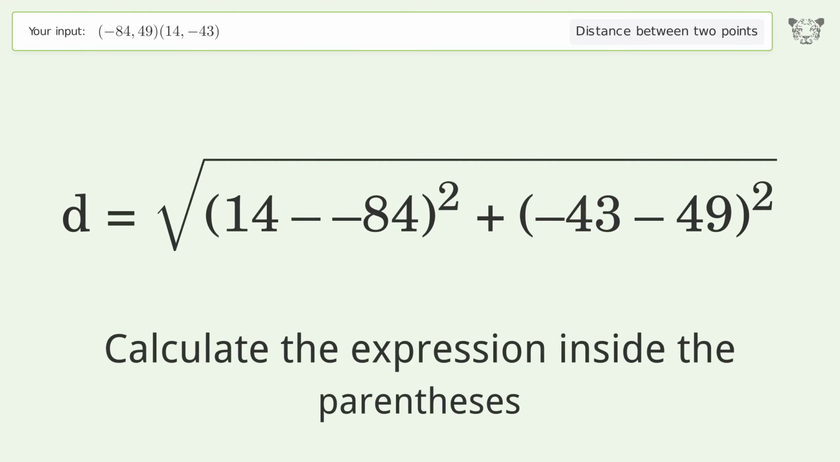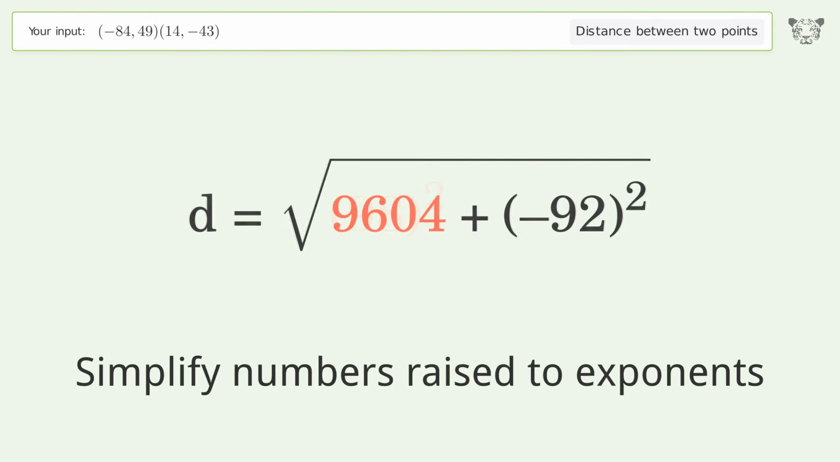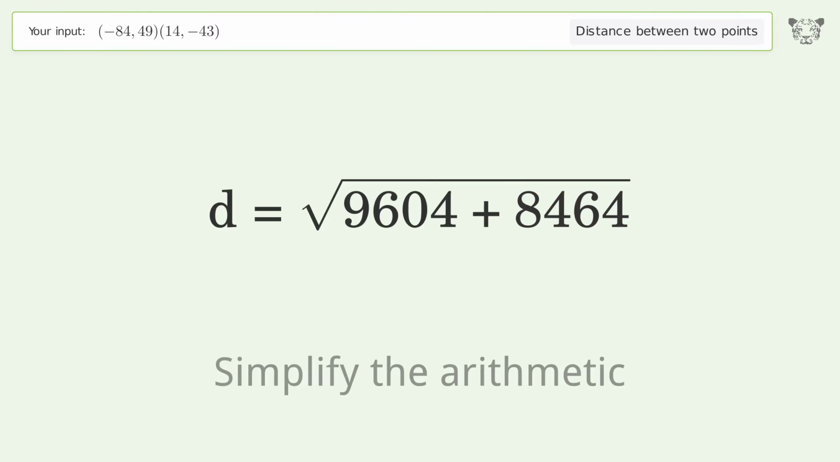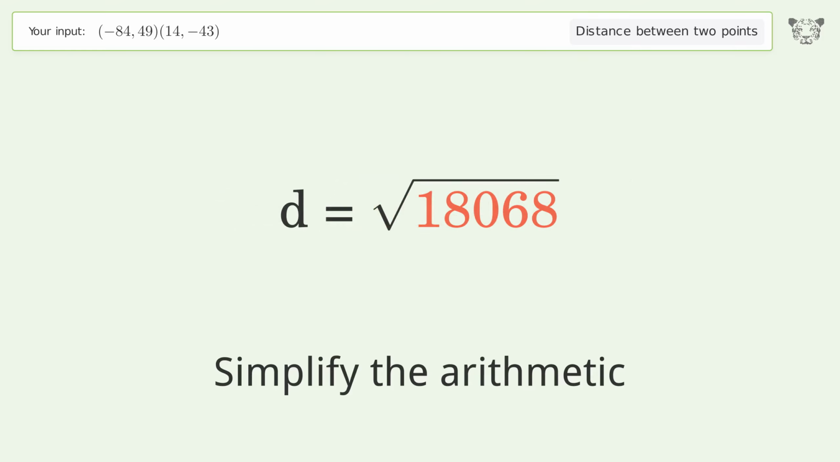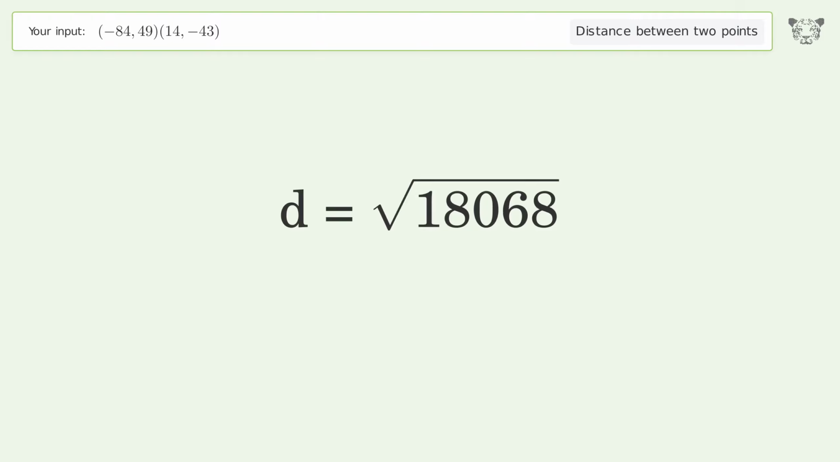Calculate the expression inside the parentheses. Simplify numbers raised to exponents. Simplify the arithmetic. And so the distance between the 2 points is the square root of 18,068, or 134.417.